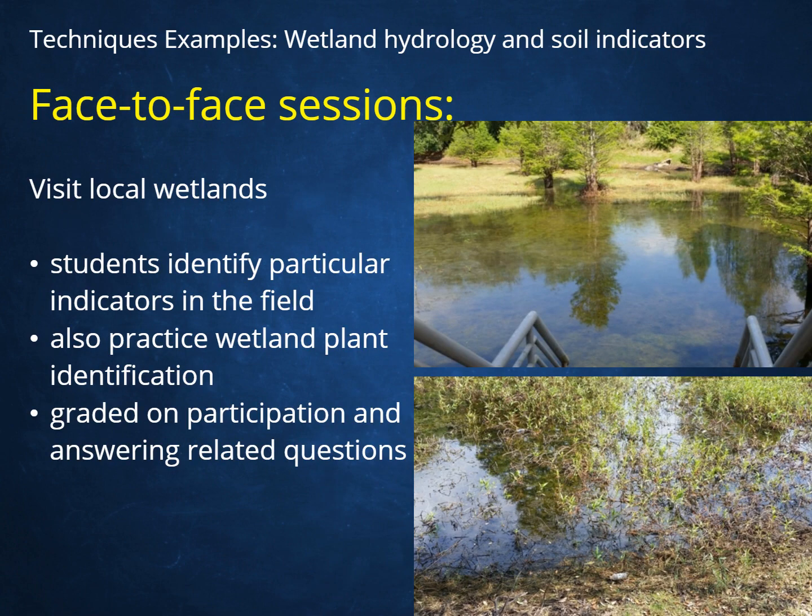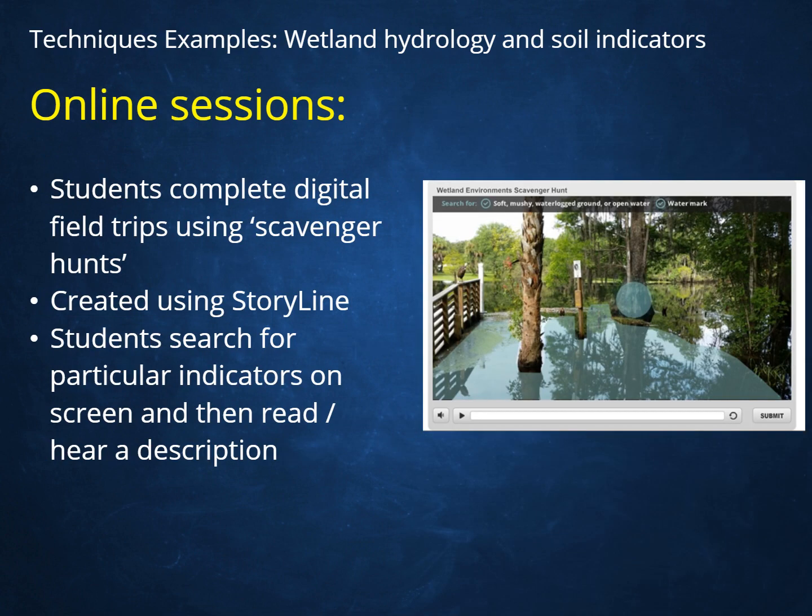In my wetland class, we have a lab assignment on identifying field indicators of wetland hydrology and soils. Face-to-face, we visit wetlands and students identify indicators that they see. They also practice plant identification. In the online version, I do digital field trips using materials created using Storyline. Basically, they do sort of a scavenger hunt, and they have to click on certain features in the images. For example, they might be asked to look for a particular hydrological indicator. Once they identify it by clicking, they're presented with some further information, like shown here.